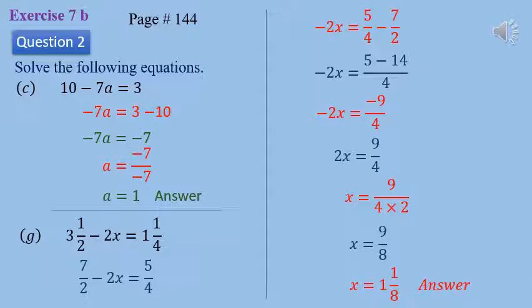On the other side, 2 will be in the denominator. X is equal to 9 over 4 multiply 2. So 9 over 8. This is an improper fraction. Convert this fraction to a mixed number. X is equal to 1 whole 1 over 8.